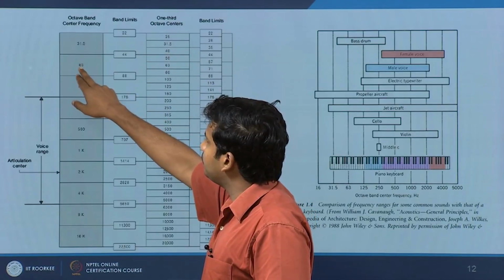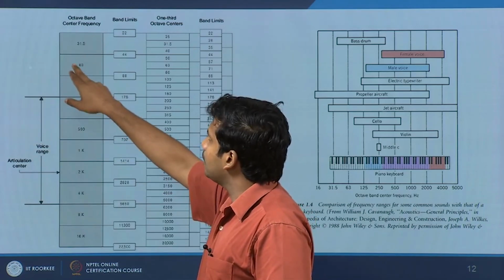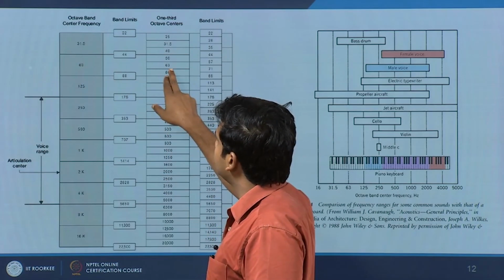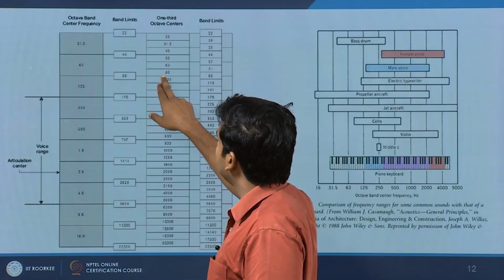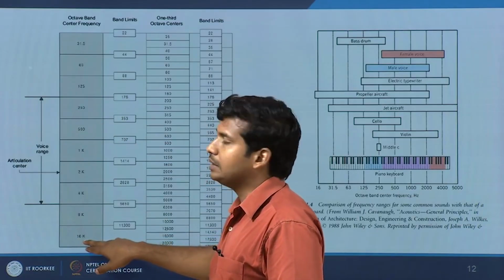Then the next center frequency is 63, that is this times 2, which we saw earlier. This is a single octave times 2. Then you can split it further into 3. Then you have 125, and all the way it goes to 16 kilohertz.